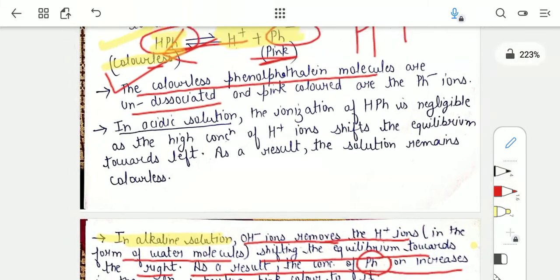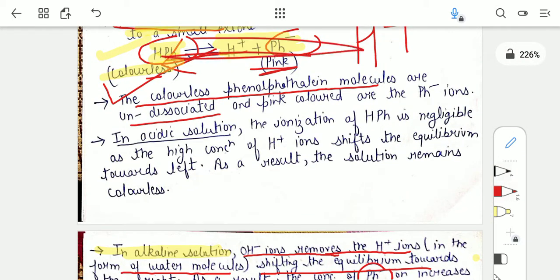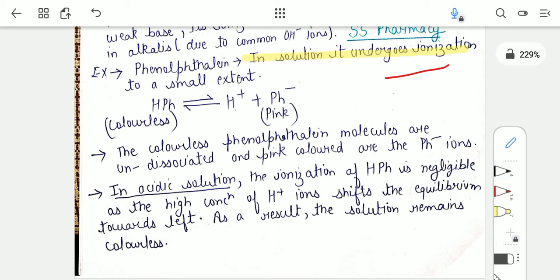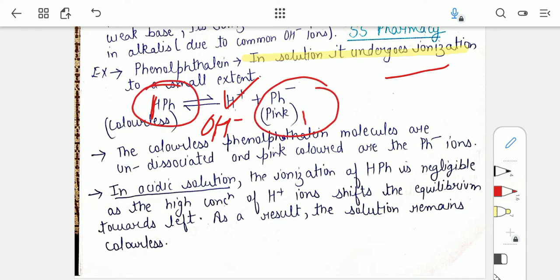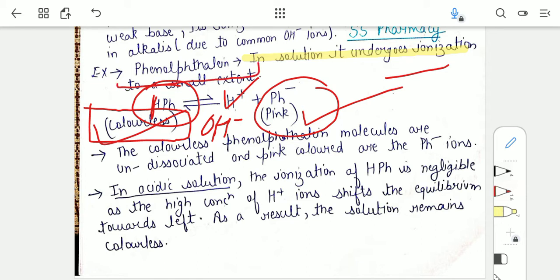So what is happening is that when phenolphthalein is put in alkaline medium, the H positive ions are taken away by the OH negative ions. So phenolphthalein changes from the unionized form into the ionized form, and in the ionized form it has pink color, while in the unionized form it remains colorless. I think you understand from this example how in acidic and in basic medium the color is imparted. It is due to the ionization.